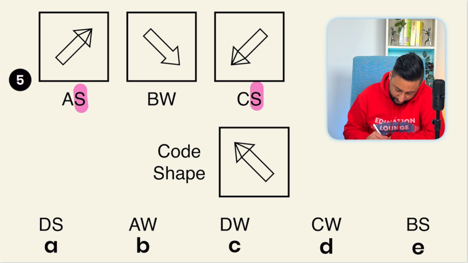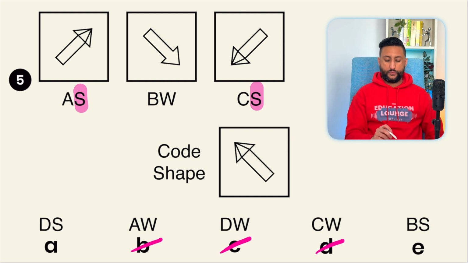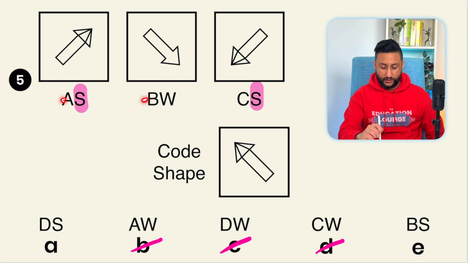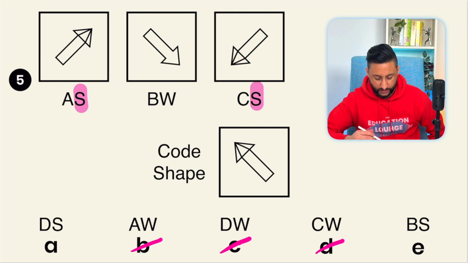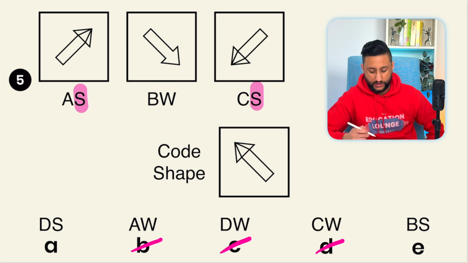Now, what's different about all three, A, B and C? Well, direction, this is north-east, this is south-east, this is south-west. And is our code shape any of those? No. Our code shape goes to northwest. But yet that's not an option in these.